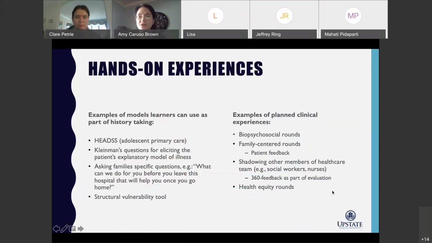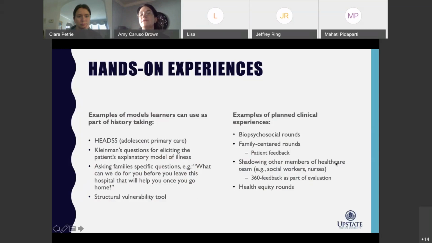Hands-on experiences. Several of our faculty brought up the idea that it's not just modeling; we have to get beyond it to the point where students get to actually experience asking families about these issues, about SDH, and then developing a plan that takes into account their SDH. So these were some of the models that different faculty used with students to help get at taking a history that incorporates social determinants of health or structural competency or cultural humility.